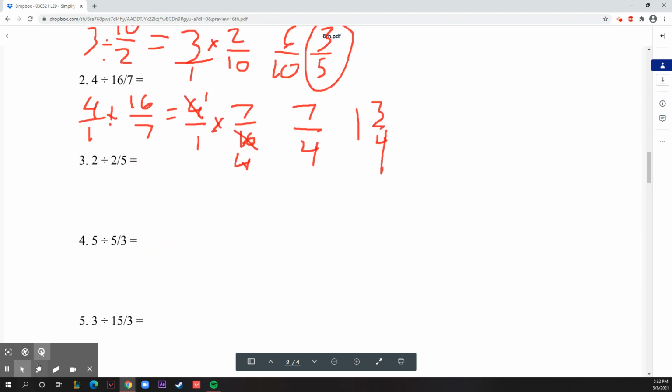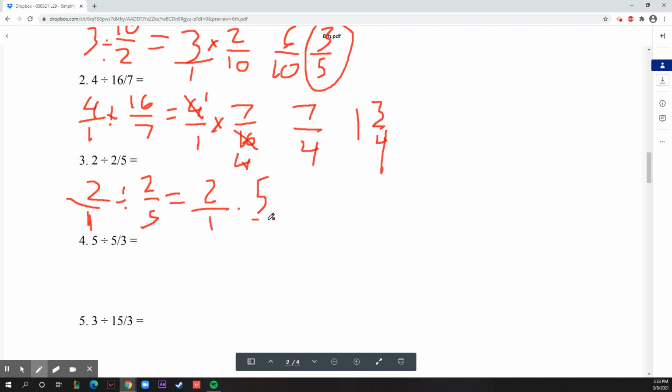Okay, one more. 2 divided by 2/5 is 2 divided by 2 over 5. 2 over 1 divided by 2 over 5. And then this is equal to 2 over 1 times 5 over 2. You can do 10 over 2 to get 5, or you can just simplify right here and get 5.